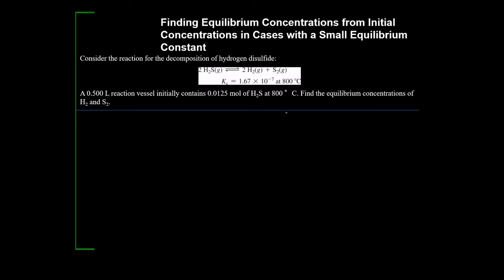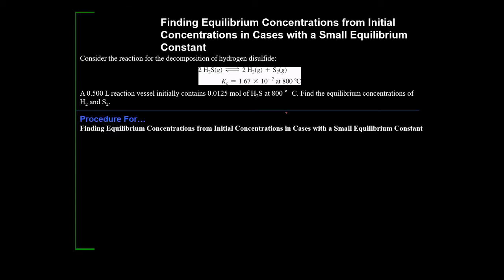Okay, so let's look at an example of this. So we have the decomposition of H2S. It is decomposing into hydrogen gas and sulfur. And we're given a K value for 800 degrees C, and the problem tells us we have a half-liter reaction vessel initially containing 0.0125 moles of H2S at 800 degrees C, and it asks us to find the equilibrium concentrations of H2 and S2.